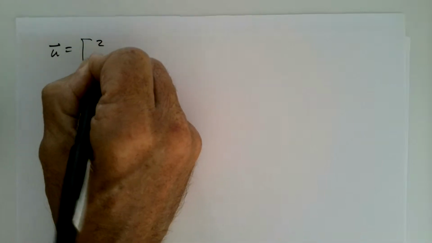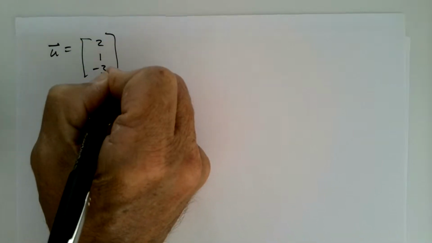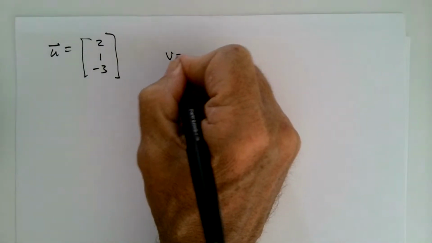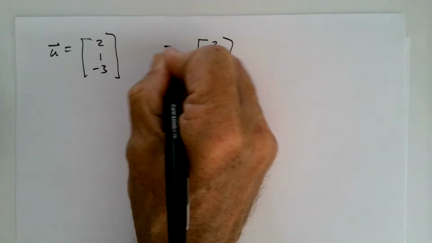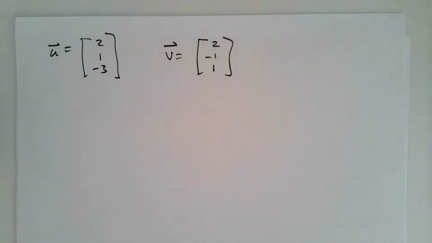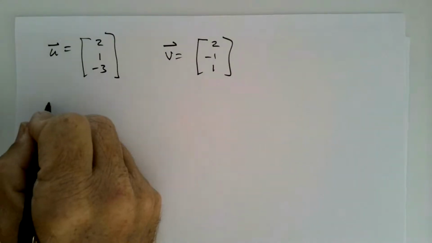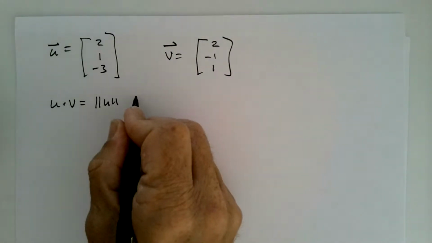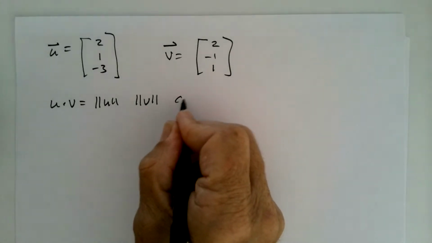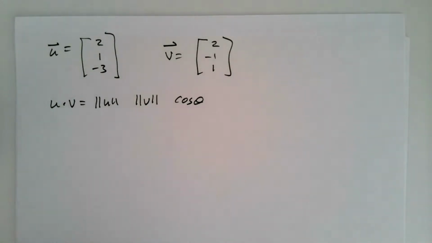U is the vector 2, 1, negative 3. V is the vector 2, negative 1, 1. We want to find the measure of the angle between them. So you've got to remember u dot v is magnitude of u, magnitude of v times the cosine of theta. What is u dot v?